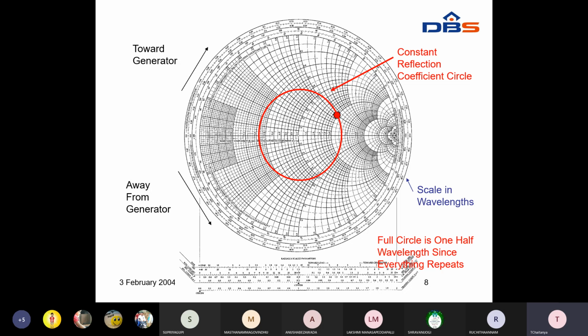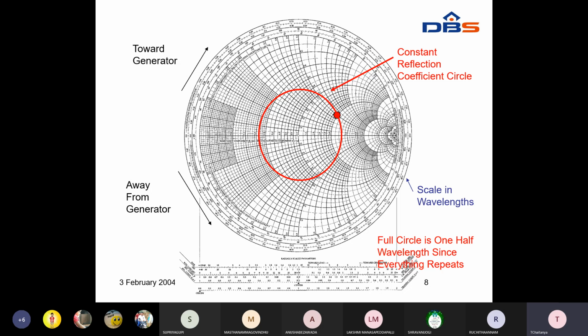See here, moving away from the generator or towards the generator, the constant reflection coefficient circle, in the scales in wavelength. So these are all the scales in wavelength. A full circle is one half of the wavelength, that is equal to lambda by 2.